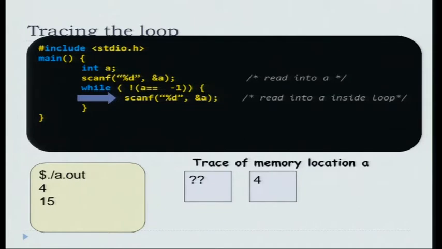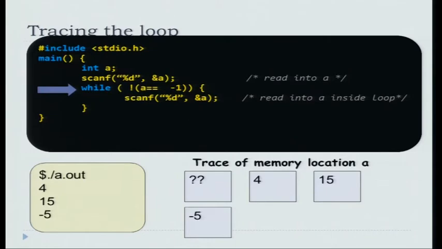Let's say that the next number is 15. You read the number into A, so memory location A is now 15. 15 is not -1, so you again enter the loop. You enter -5. -5 is not -1, so you enter the loop again. At this point, you scan the number into A, and A becomes -1. So you go back to the loop again, and now A equal to -1, so not of that is false. So the while condition becomes false, and at this point you exit the loop.